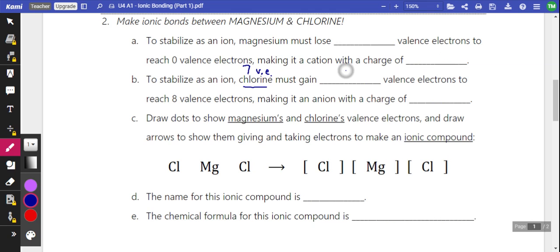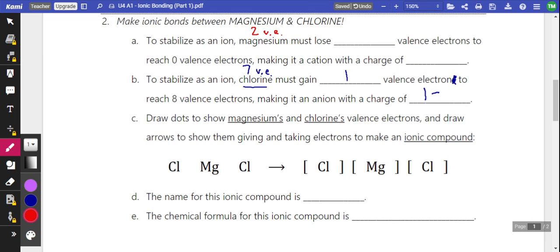So we should expect it to gain 1 electron to reach an octet to make it an anion with a charge of -1. I'm going to write it backwards, 1 negative. Okay, well, what about magnesium? Magnesium is in the second column of the periodic table. So it has 2 valence electrons to start with.